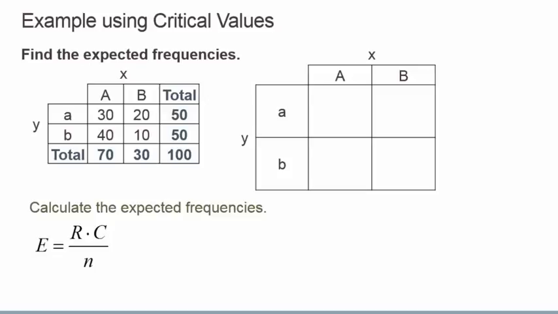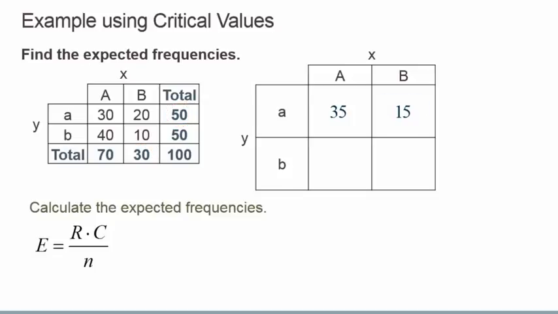So I want to start by finding the expected frequency for lowercase a, capital A. The total for lowercase a is 50, and the total for capital A is 70. N equals 100. To calculate, I have 50 times 70 divided by 100, which is 35. Now I want to find the expected frequency for lowercase a, capital B. The total for lowercase a is 50, for capital B is 30. 50 times 30 divided by N, which is 100, gives us a value of 15.